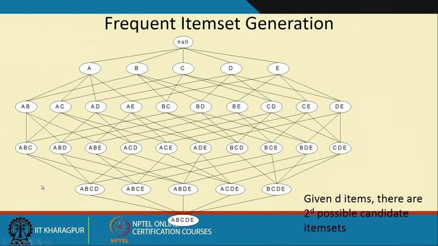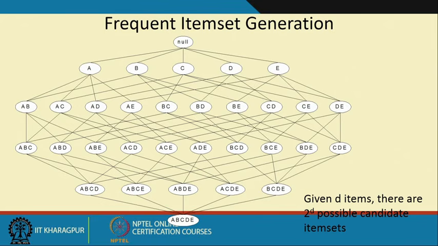So, there is ABCD, and it will produce ABC as a subset. So, I draw a line: if this is a subset of this, then I draw a line. Okay. So, for example, ABC is a subset of ABCD, ABD is a subset of ABCD and so on.